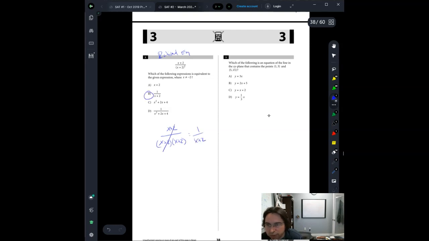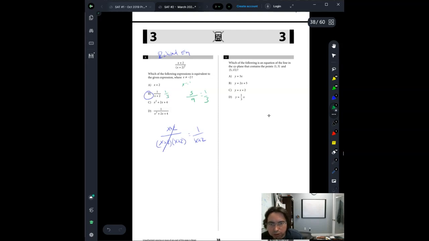If you wanted to, you could also make up numbers. You could just say, like, x equals 1. Then on the top you would get 3, and on the bottom you would get 9, right? Because 1 plus 2 is 3, 3 squared is 9, so 1 over 3. And you'll see that yields 1 over 3 as well.